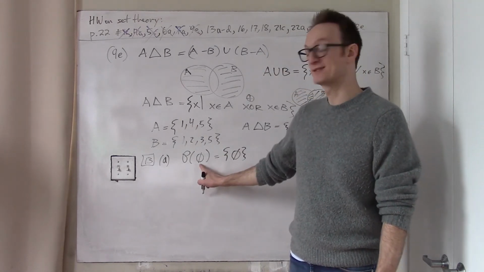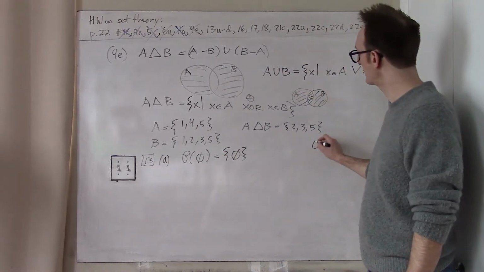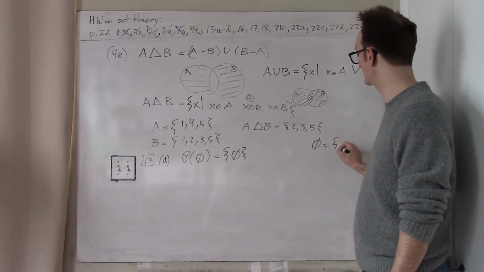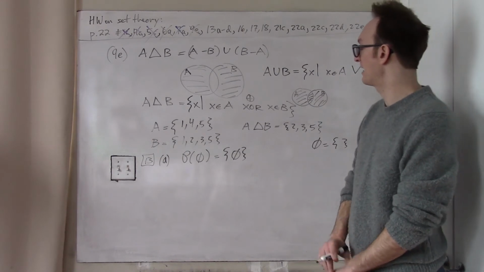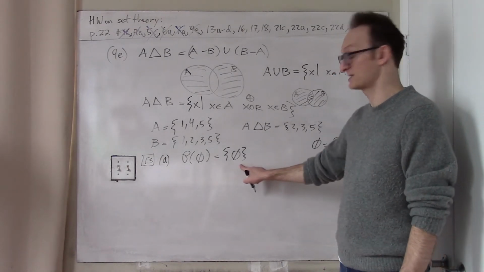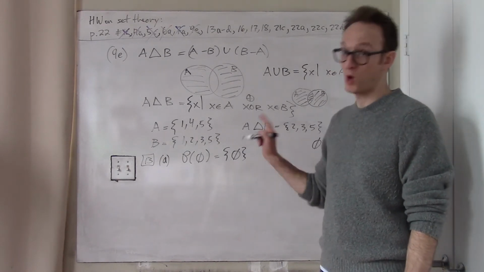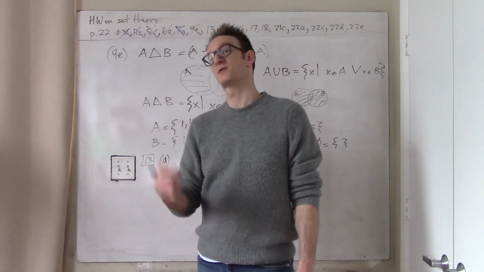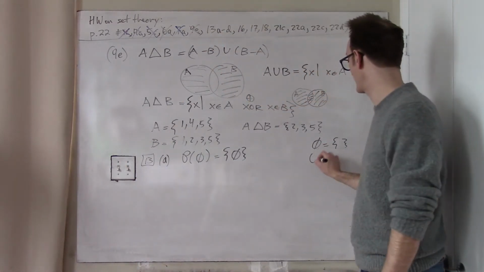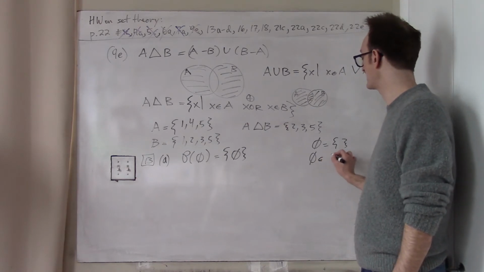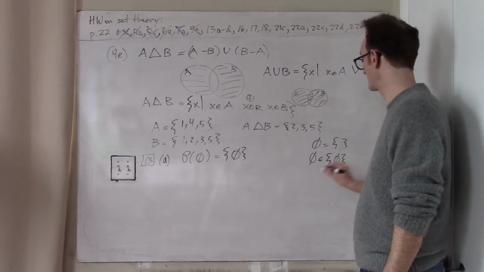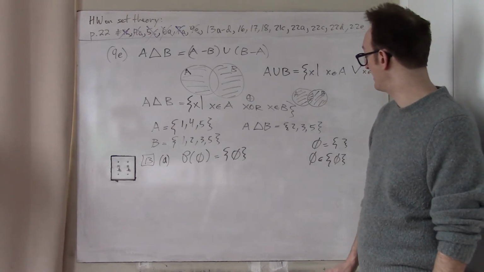The empty set is a set with no elements. If you want to give a definition of the empty set, it's like this. It's a set with no elements. However, this set, the set containing the empty set, does have one element. Its one element is the empty set. And in fact, I can even write something like this: the empty set is an element of the set containing the empty set. So, yeah.